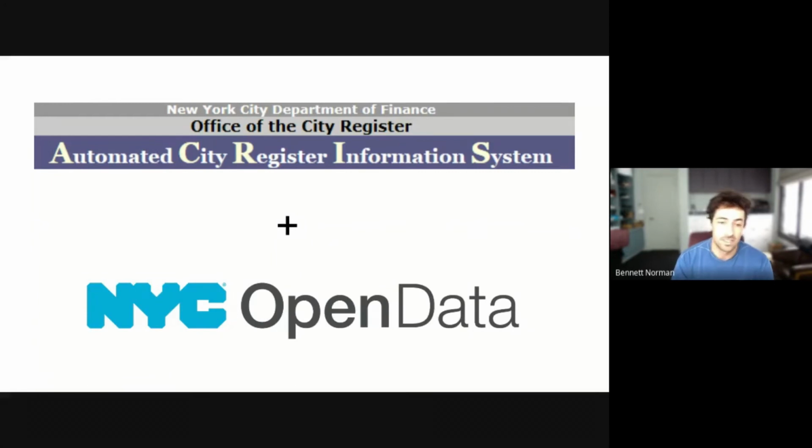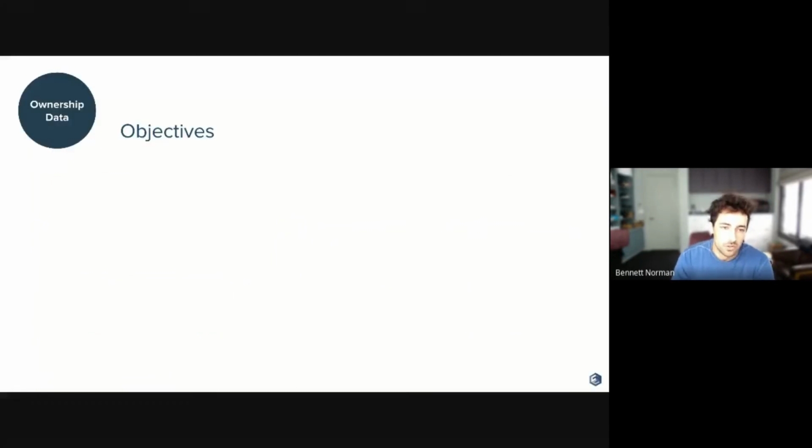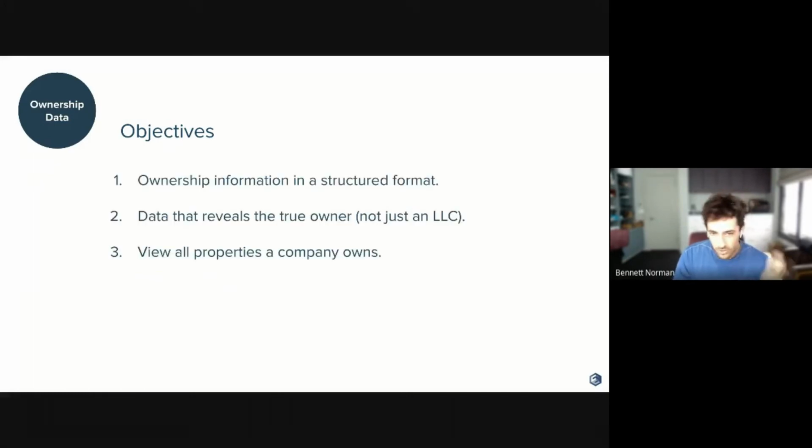And there are 4 separate ACRIS tables, so make sure you get all 4 of them. Let's go back to our goals for this ownership data set. We wanted ownership information in a structured format, and that's available in the ACRIS data tables on Open Data. Great. We wanted data that reveals the true owner and not just an anonymous LLC. We're able to find that for the property.